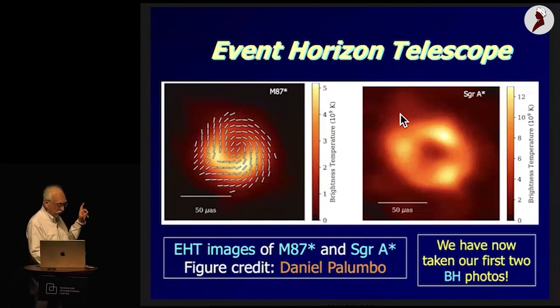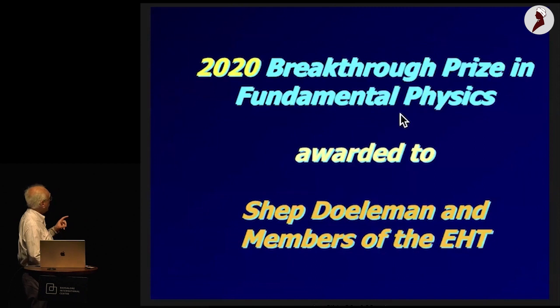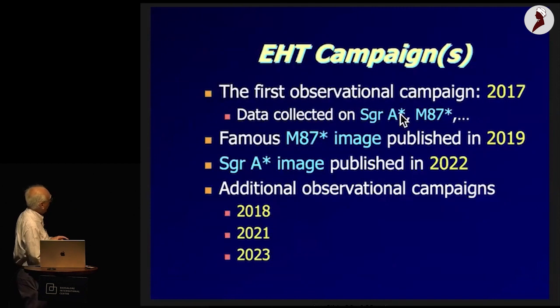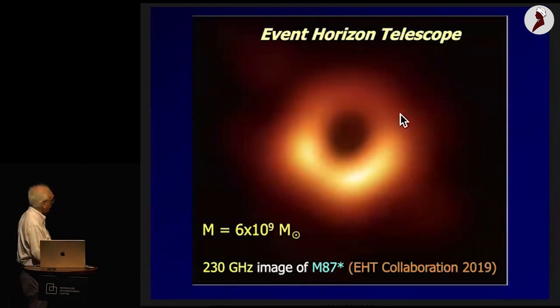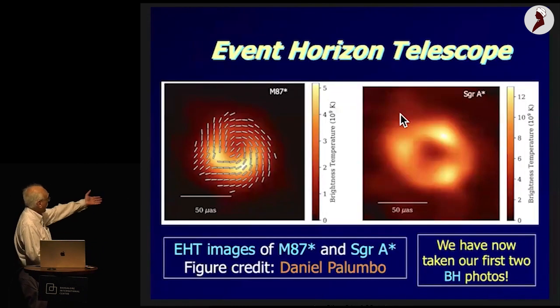This is all still 2017 data, I guess. Yeah, right. So there is data collected in 2018, 20 or 21, 23. And actually more telescopes are being added, so some of the later data are better quality. But this is such hard work. The public results are still only based on the 2017 data. So this is where we are.